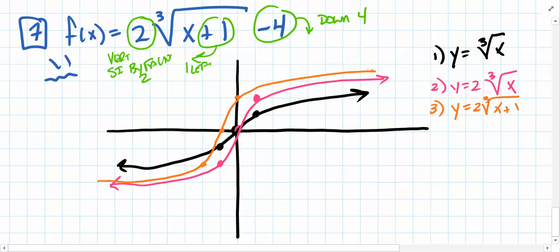And then lastly, I will do that in purple for you. We're going to do y is 2 times the cube root of x plus 1, then a minus 4. So each dot, 1, 2, 3, 4. 1, 2, 3, 4. Good. Finally, 1, 2, 3, 4. So my graph would look like this. Right? Kind of funky.